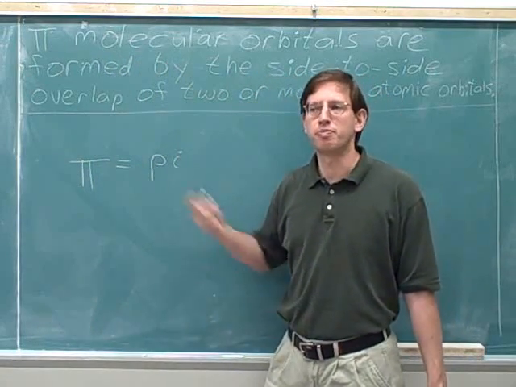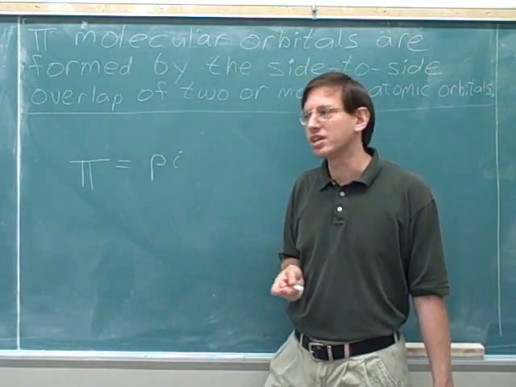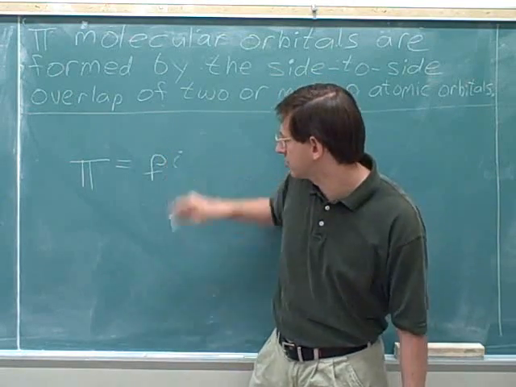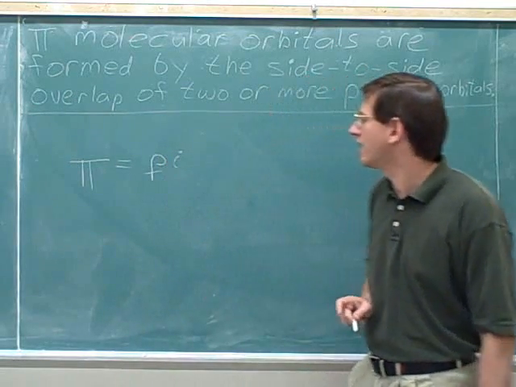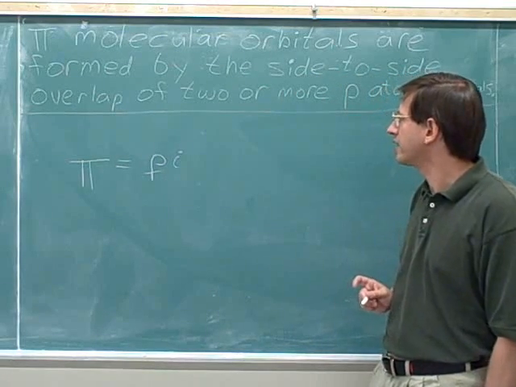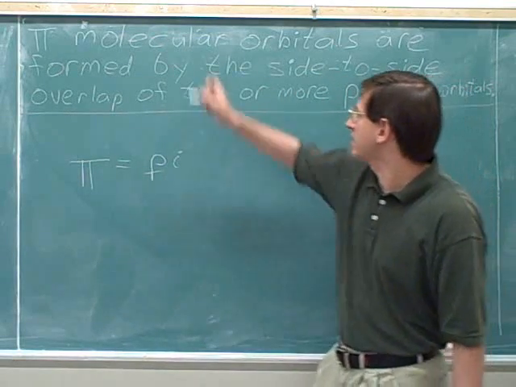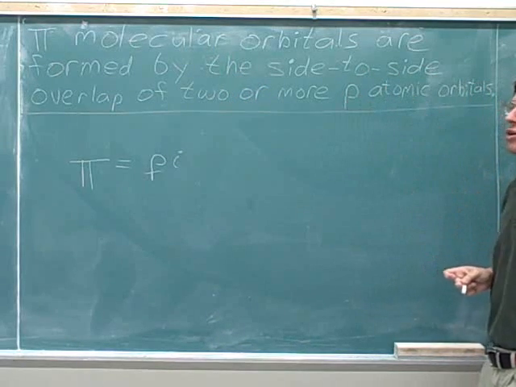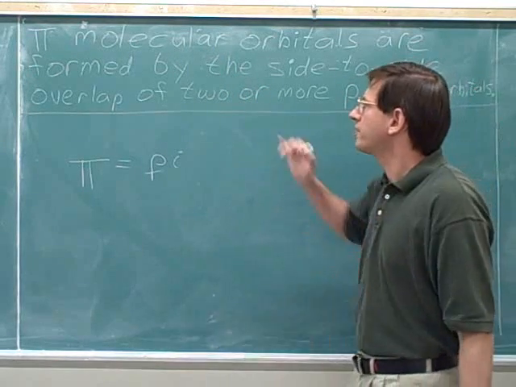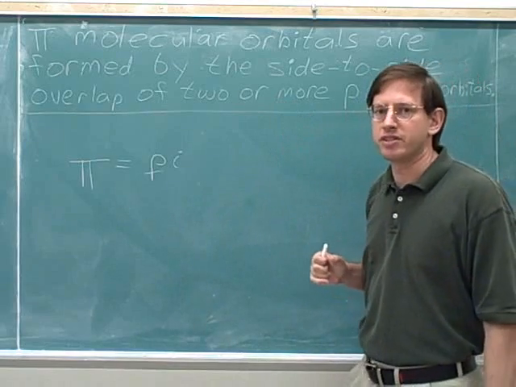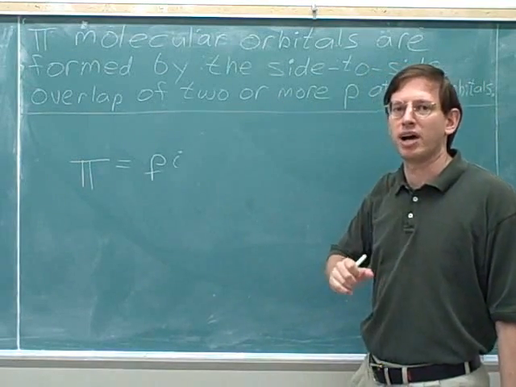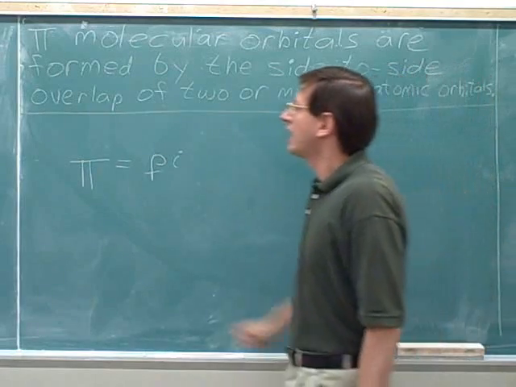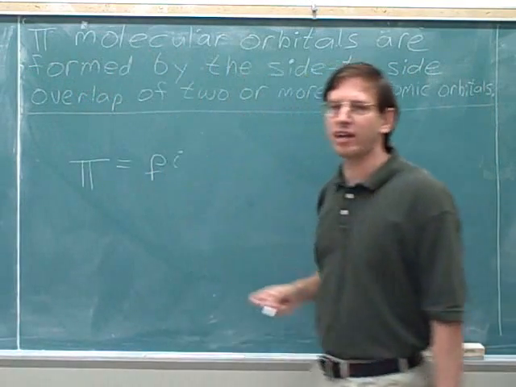was the Greek letter for P. Pi is the Greek letter for P. You can kind of see a trace of that because if we spell out the word pi, it starts with the letter P. So it's not surprising that pi molecular orbitals are formed out of p atomic orbitals. Hopefully this makes it a little bit clearer what the difference is between p and pi. P refers to the atomic orbitals, and pi refers to the molecular orbitals.